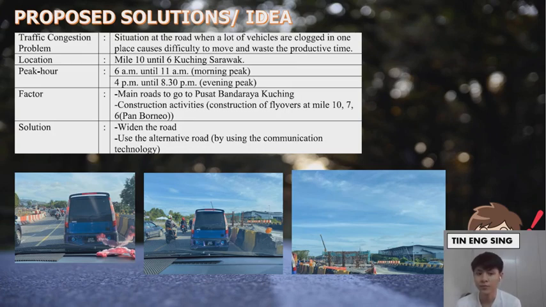As the solution for this problem, I suggest widening the road from a 2-lane road to a 3-lane road. Not only that, we also suggest alternative roads by using communication technology such as Waze or Google Map. By using these two technologies, drivers can reach their destination even faster by using the alternative way.